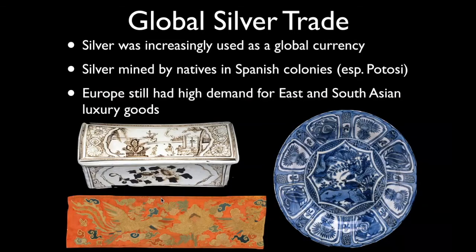In this period of 1450 to 1750, Europe still has a high demand for East and South Asian luxury goods, whether it's porcelains or silk or ivory. There are certain goods that are coming out of South and East Asia that Europeans still want to get their hands on. And we had mentioned that up to this point, Europe really didn't have a good that South and East Asia was particularly interested in. Well, now they do, and that good was silver.